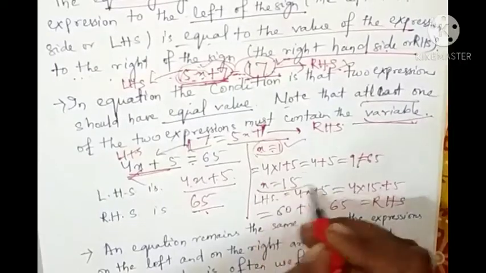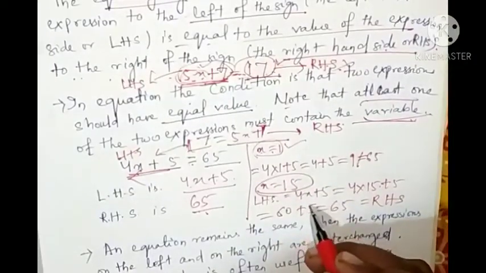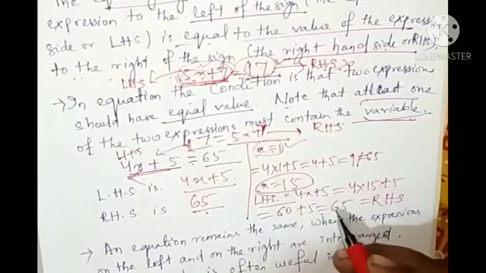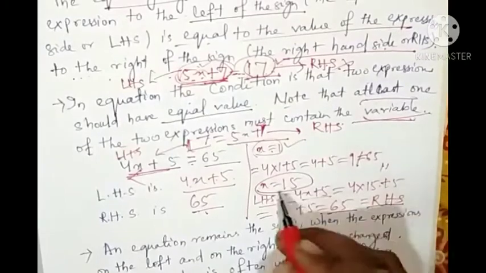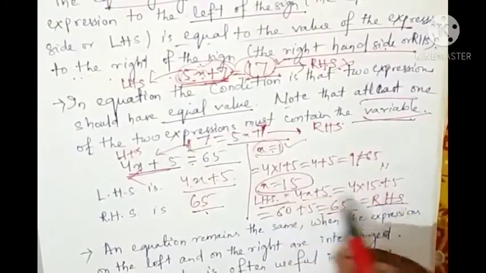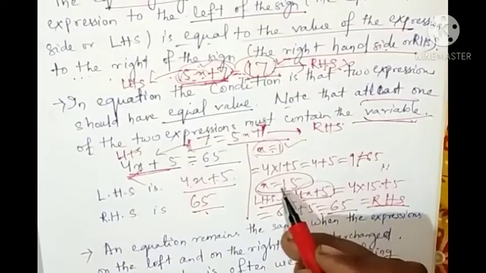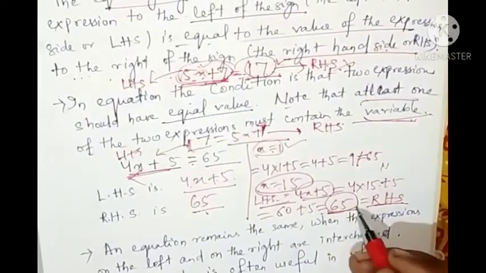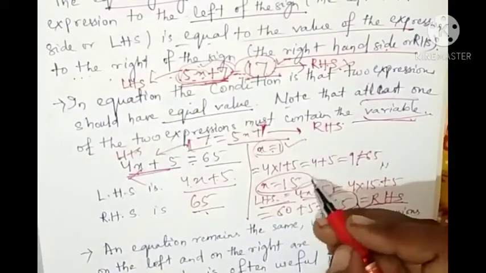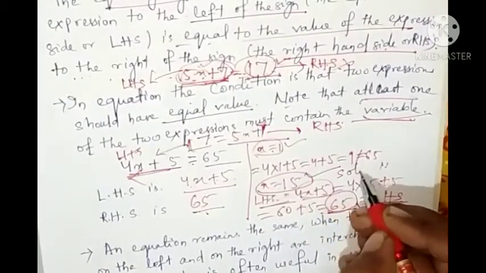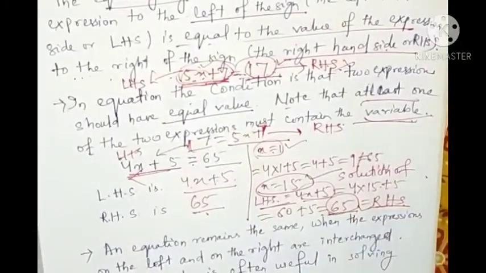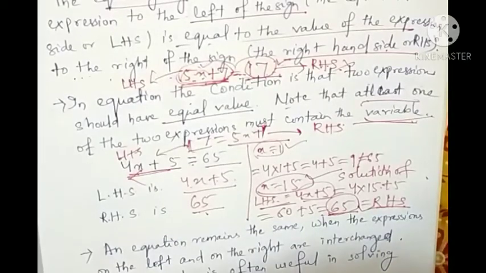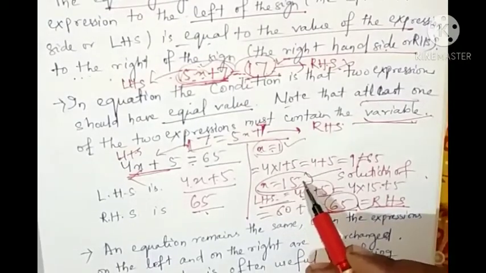So when we have put x equal to 15, what have we got? LHS equal to 4x plus 5 equal to 65. Means LHS equal to RHS. So what will we say? This x equal to 15 is a solution of this equation. We will find out the value or solution of this equation.